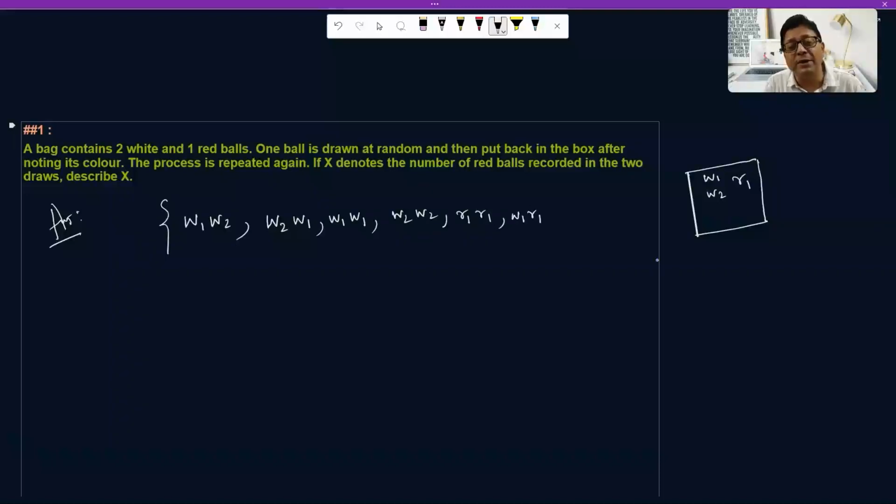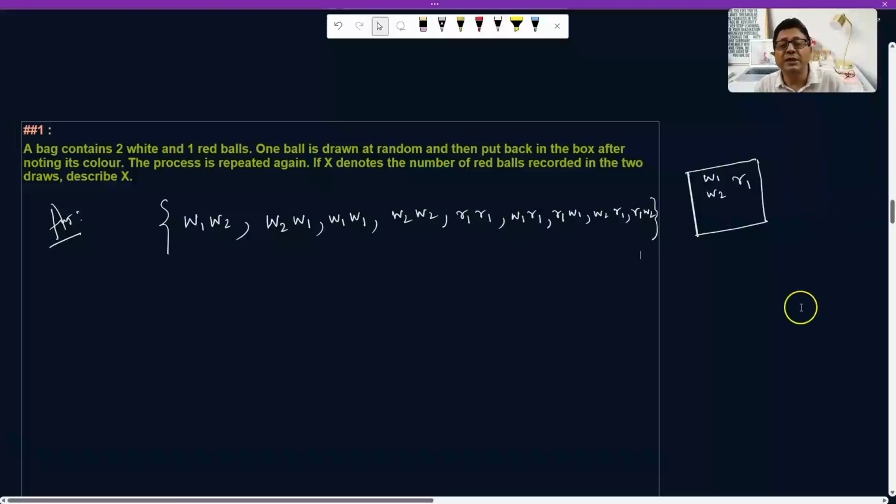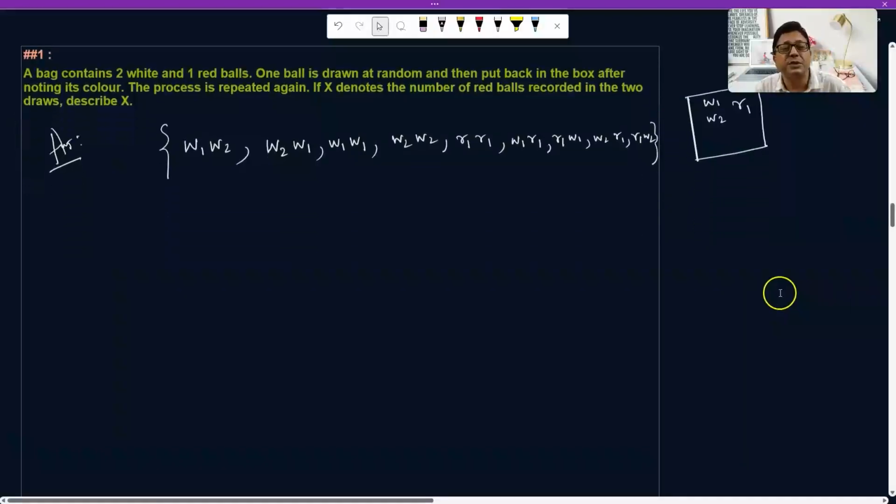White 1, red 1. Maybe red 1, white 1. Maybe white 2, red 1. Maybe red 1, white 2. All these are different outcomes.